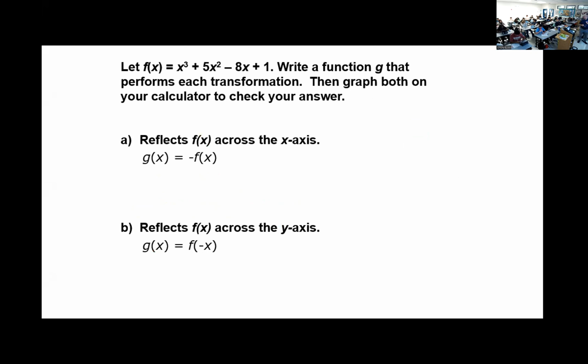Another 2 examples. Here I've got a different f of x, so we'll type that in a second. Write a function g that performs each transformation. I want to reflect f of x across the x-axis. So I'm just going to take the entire function and negate the whole thing. So this isn't too tricky. If this is my f of x, I'm just going to negate the whole thing. The only thing I need to do to put this in standard form is distribute that negative through. So that's pretty easy. Let's take a look at what that would look like on our calculators.